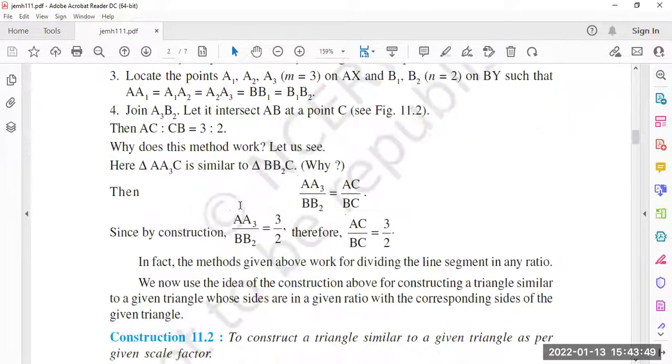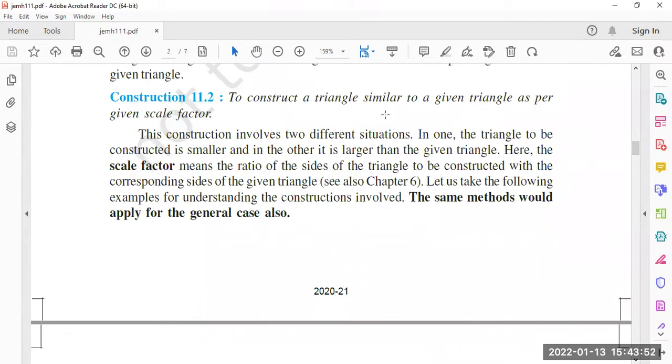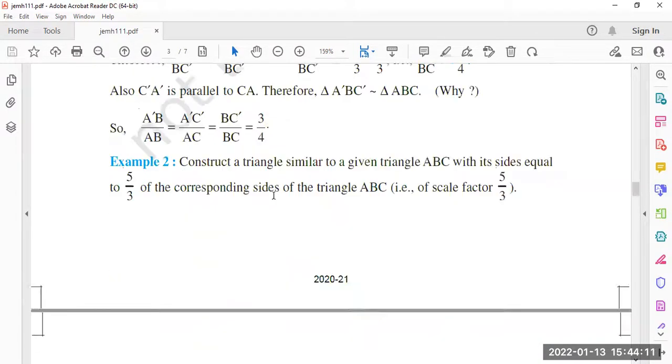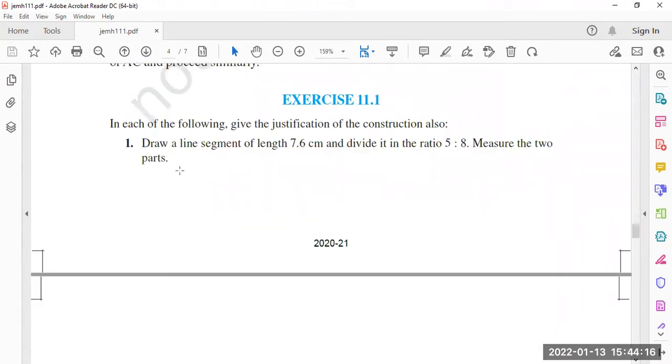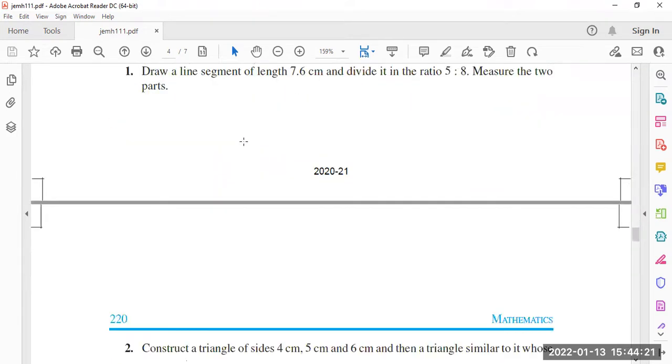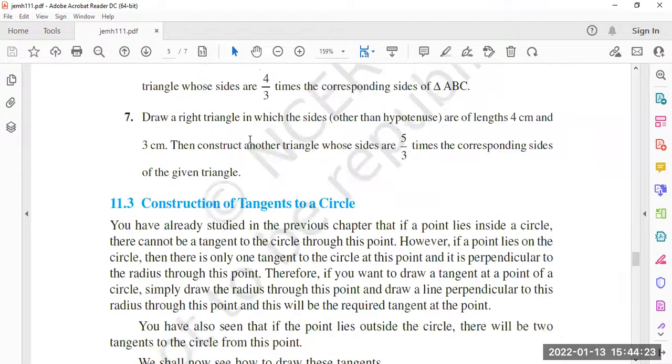And the second concept that we will be learning is construction of a similar triangle. There will be a triangle that we will draw, and similar to that triangle, in a given scale factor, we have to construct one more triangle. That is the second concept we will learn in this chapter. So for the combination of these two topics, we will have one exercise, that is exercise 11.1: construction of a line segment and then dividing it, and then construction of similar triangles.